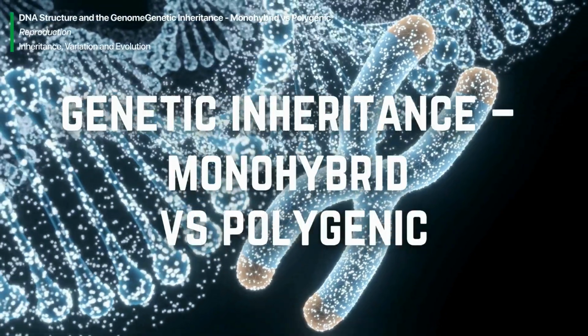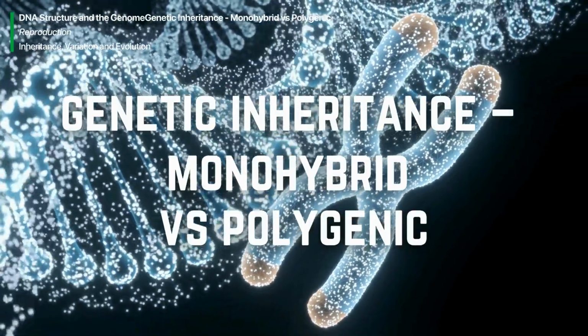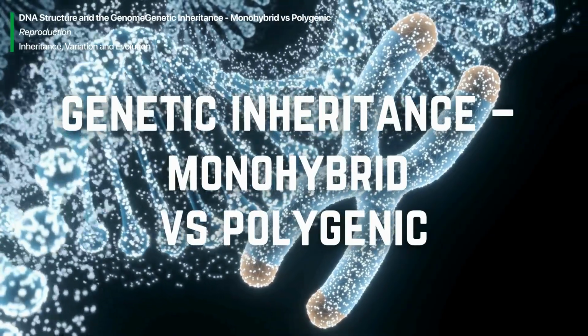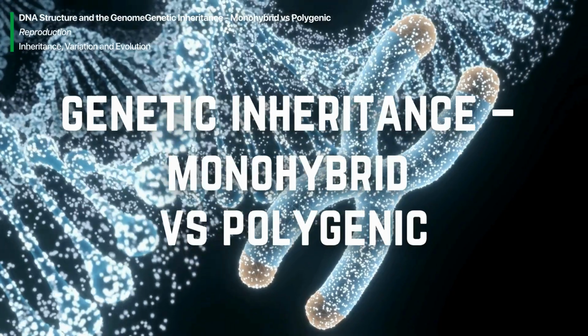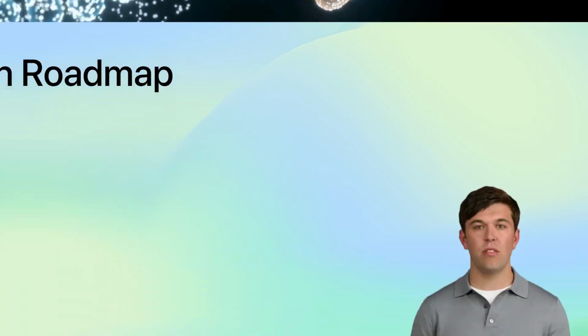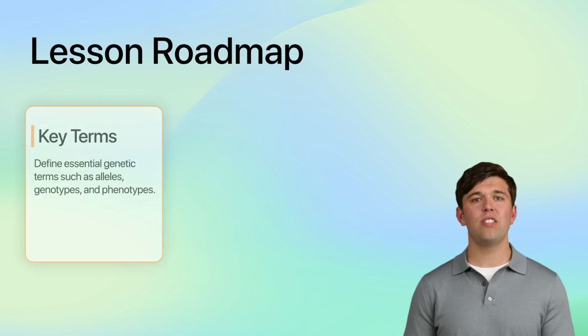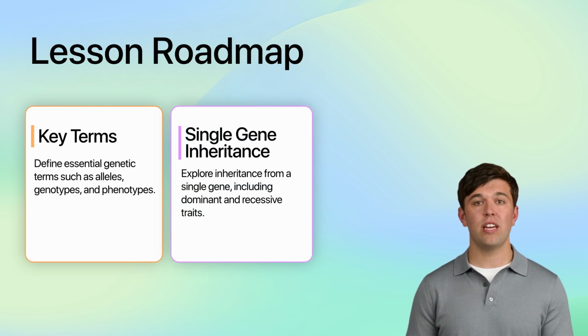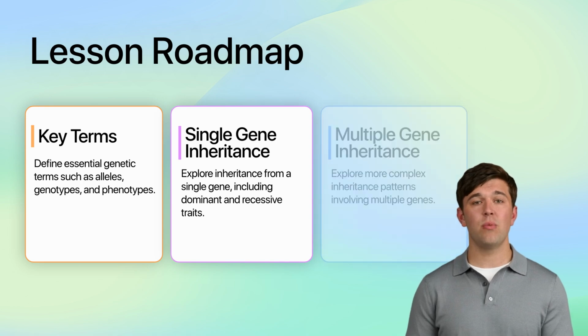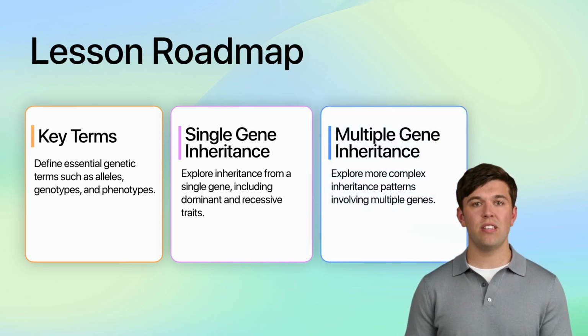Welcome to today's lesson on genetic inheritance. We will focus on understanding key genetic terms and explain how traits are inherited from both single genes and multiple genes. In our roadmap for today, we will first define essential genetic terms such as alleles, genotypes, and phenotypes. Then, we will explain inheritance from a single gene, including dominant and recessive traits, before moving on to explore the more complex inheritance patterns involving multiple genes.